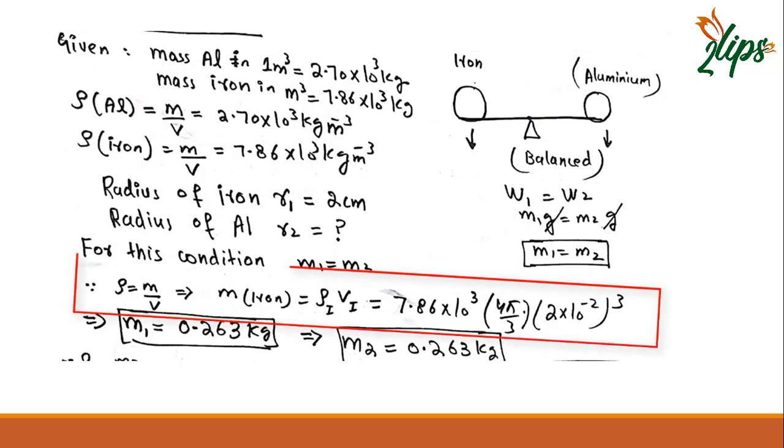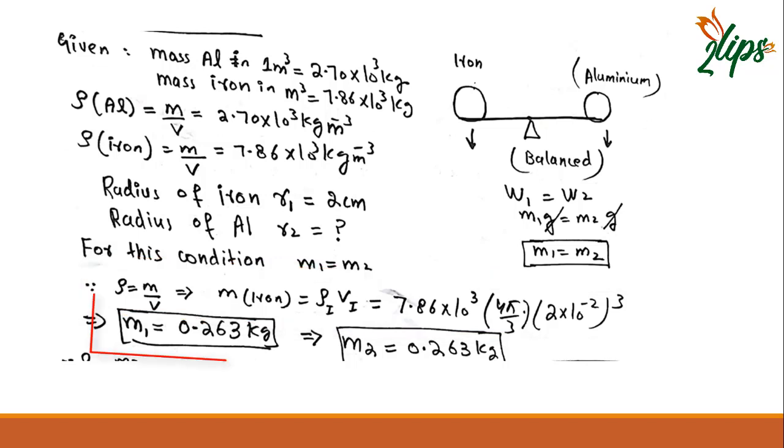So I can write this for iron. The mass of iron is equal to density of iron into volume of iron. So density of iron is given, which is 7.86 into 10 raised to power 3, and volume of iron sphere can be found because we know the radius. So this is 4 pi by 3 into radius cube, which is 2 into 10 raised to power minus 2 cube. So this relation gives me the mass of iron sphere, which is equal to 0.263 kg.